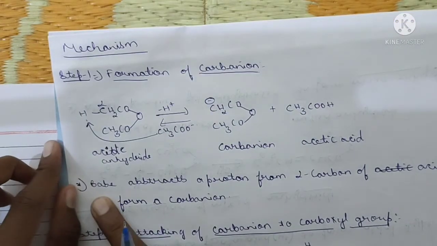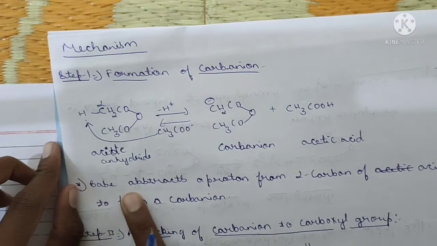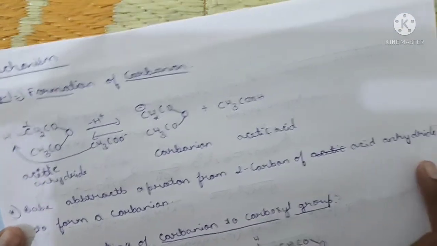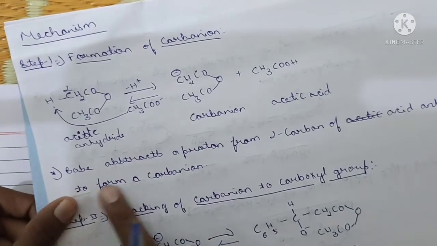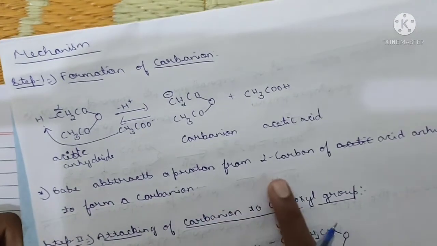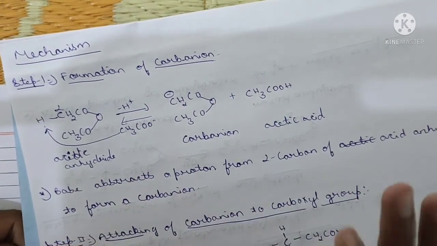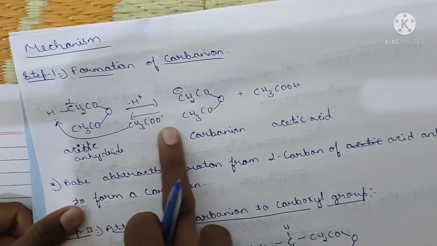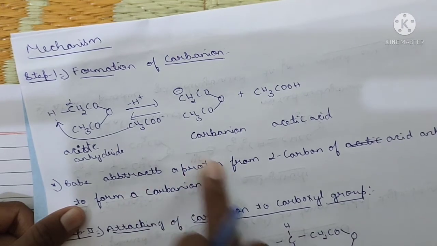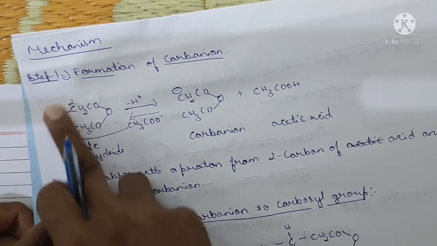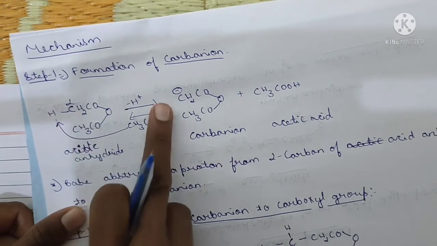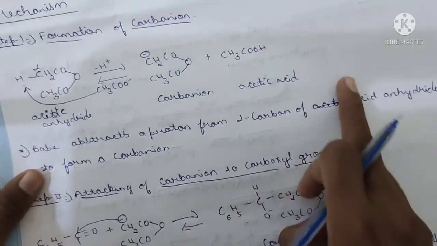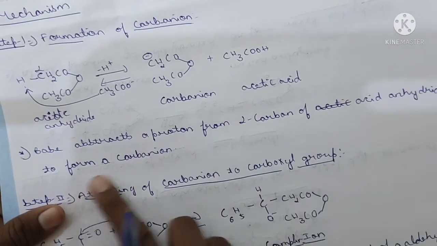Here the base abstracts a proton from the alpha carbon of the acetic anhydride to form a carbanion. It is the alpha carbon, my dear brothers and sisters, not alpha hydrogen, remember. The base is CH3COO minus, and it will abstract the proton from the alpha carbon. The hydrogen present there is a proton. The base receives it and forms a carbanion.